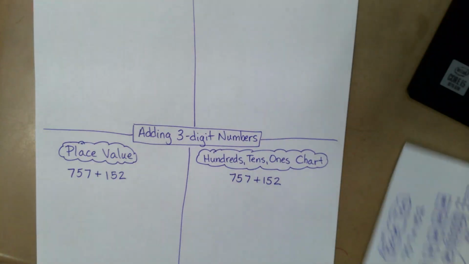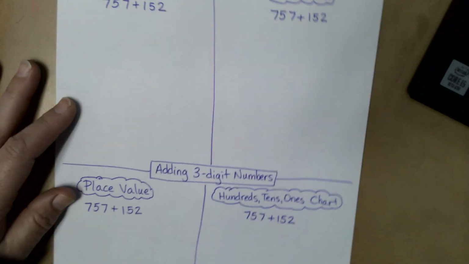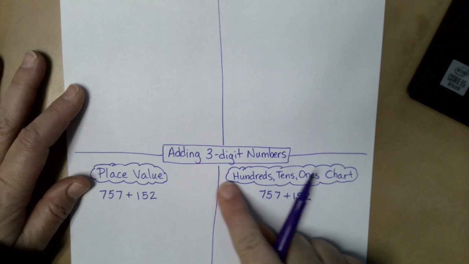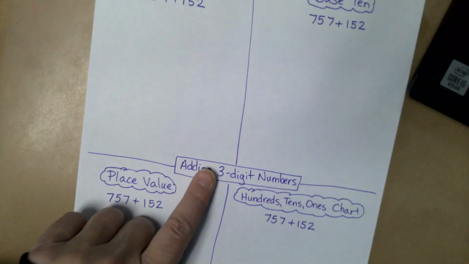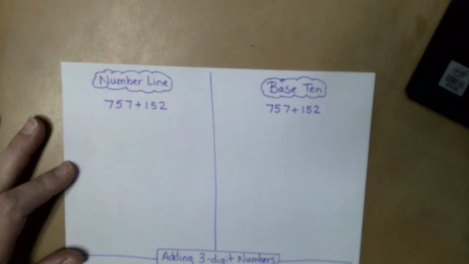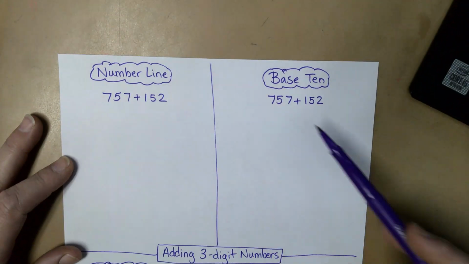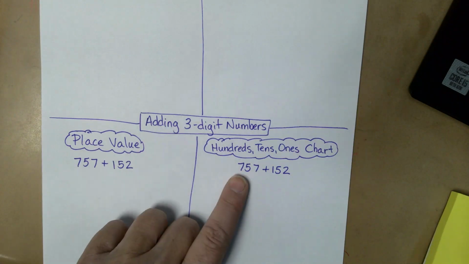Good morning, parents. I'm going to come to you today with a video to explain what we're going to be moving on to in our math lesson. It is called Adding 3-Digit Numbers, and I want to show you 4 different methods to do that. We have a number line, base 10, place value, and hundreds, tens, and ones.